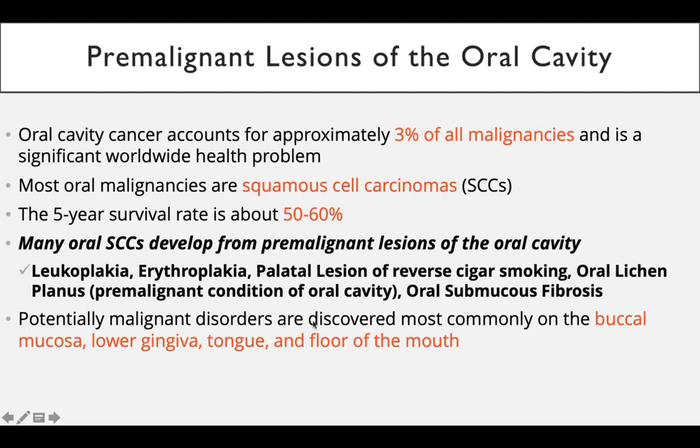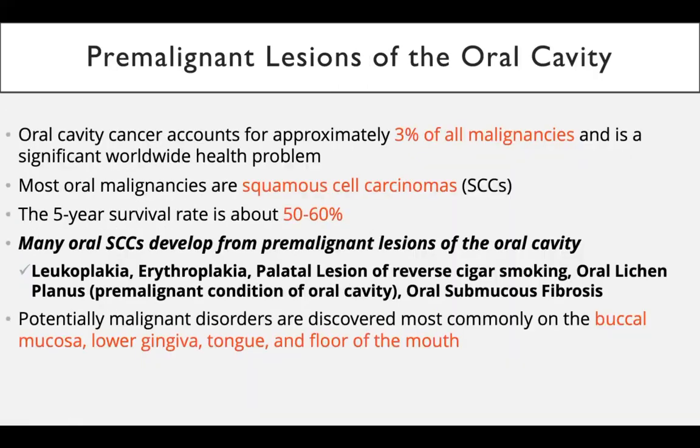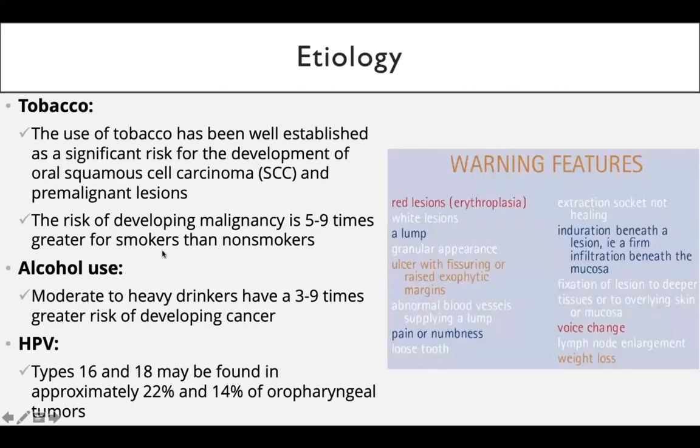Potentially malignant disorders are discovered most commonly on the buccal mucosa, lower gingiva, tongue, and floor of mouth. What are the most common places? These are the most common places for the malignant disorders. So we need to find pre-malignant conditions here. Among these, leukoplakia and erythroplakia are mostly found on the tongue and the buccal mucosa. What are the causes of pre-malignant lesions?